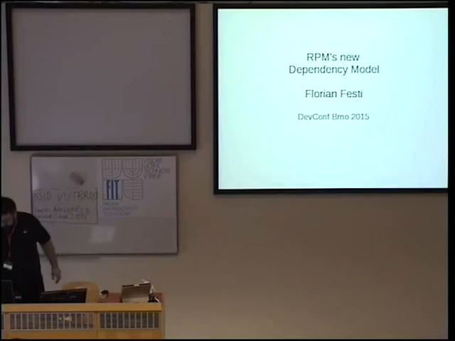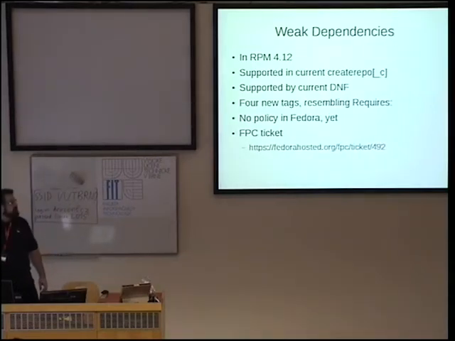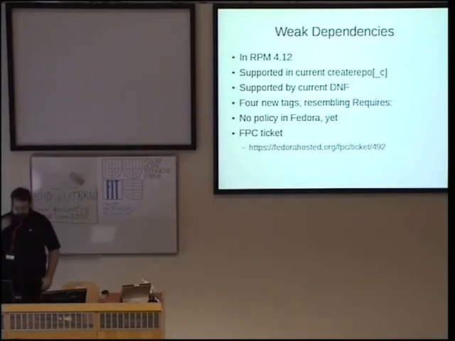So I start with the weak dependencies first. They're already in RPM 4.12, which we released in October, I think. So they're in the currently supported Fedora. Support should also be in createrepo in both implementations. I'm not quite sure if they're actually on the builders yet, so we probably have to work with release engineering on that. Support is also in DNF, or to be more precise, in libsolv, which implements depsolving.